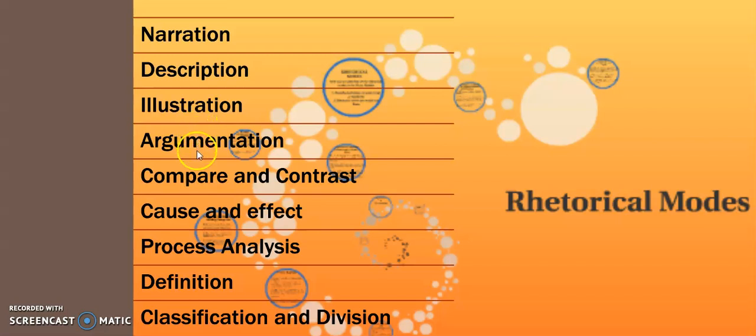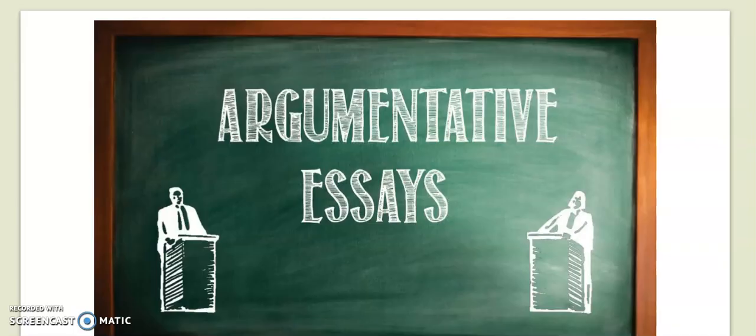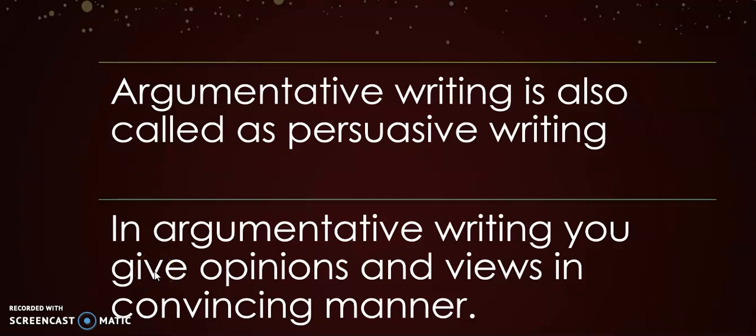Now, in this lesson, we are going to learn the next rhetorical mode, argumentation. Argumentative writing is also called persuasive writing. The meaning of the word persuasive is to effectively convince the readers. In argumentative writing, you give opinions and views in a convincing manner so that the points you're stating are acceptable for the readers or the listeners.